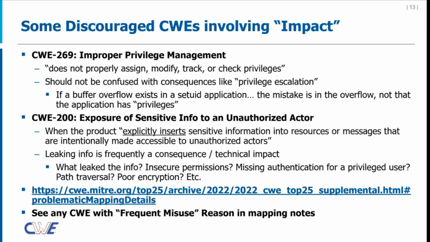Was it, say, insecure permissions? Maybe you weren't performing authentication in a particular case, which was then allowing people to access sensitive information. Things such as path traversal, where you can read files you aren't even supposed to, poor encryption, and so forth. So one would need to be careful with CWE 200 as well. This is just a couple examples here.